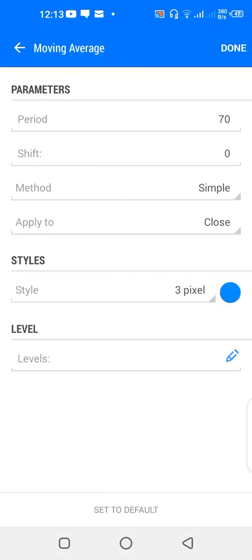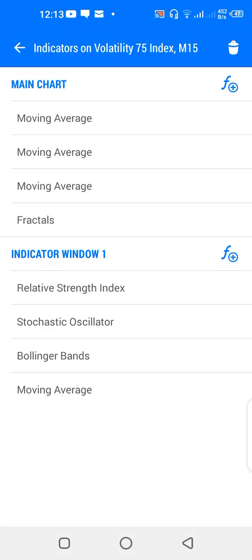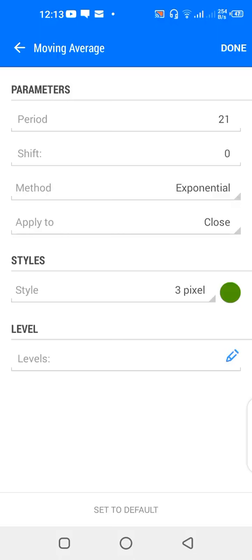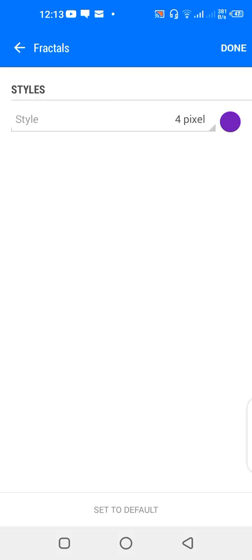You have a 70 period simple moving average, color of the moving average is blue. Then you have a 21 period exponential moving average, color is green. And then you have a 13 period exponential moving average, color is red. Of course, you have fractals.